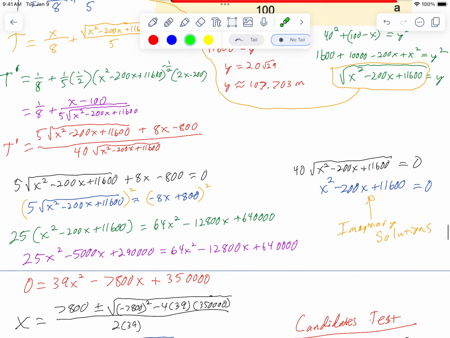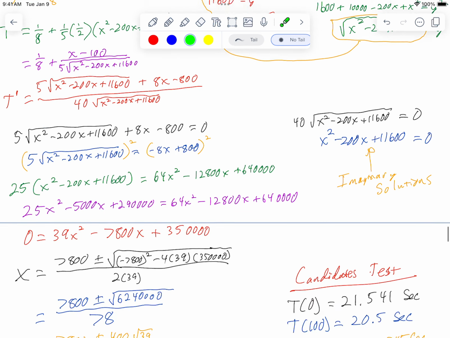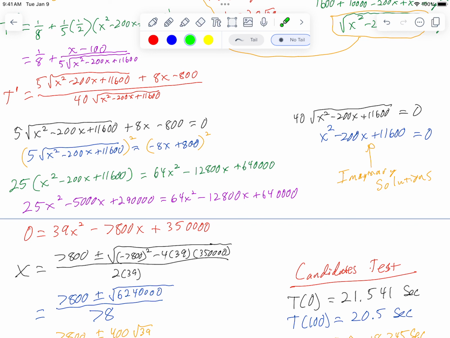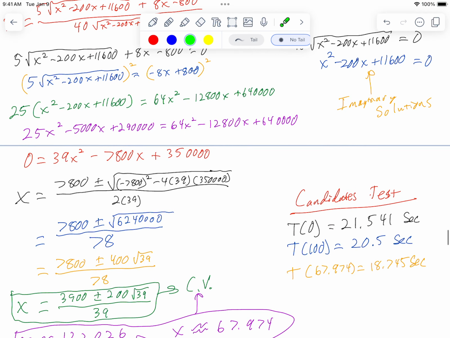Don't just ignore it. So in solving this, I want to isolate the root. I brought the 8x and the 800 over here and square both sides. Just be careful with your math here. Use a calculator to help you if you need. When I square this, 25 times this quantity, I multiply this out and I get this. Distribute the 25, bring everything over to one side. This is kind of a big quadratic equation, but that's okay. Again, we're just going to use a calculator to help us if we need.